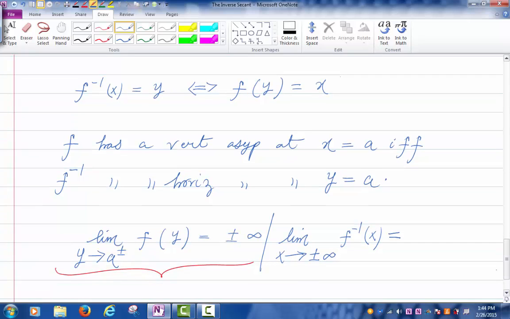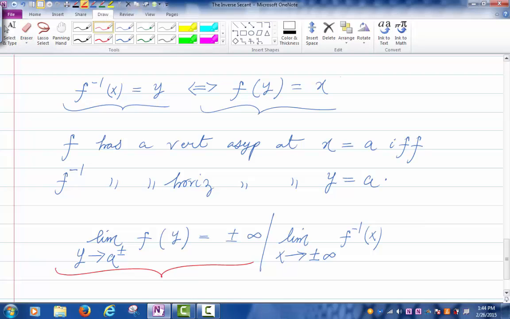Well, notice here, f and f inverse are inverses. So what is f inverse of x? Remember, I took f inverse of x is y. So keep this notation in mind. Then what is f inverse of x?